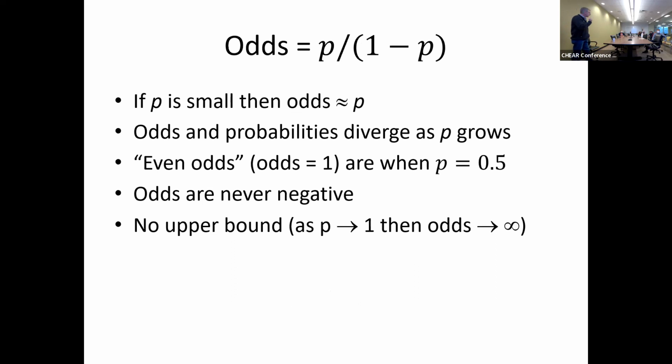If the probability is really small, then the denominator is very close to 1. And basically then the probability is the same as the odds, approximately true. But as the probability grows, then odds and probabilities diverge. The wonderfully oxymoronic phrase, even odds, means when the odds are 1, and that would be when the ratio is 1, or the probability is a half. Half divided by half is 1. And odds, of course, can never be negative, but there is no upper bound.